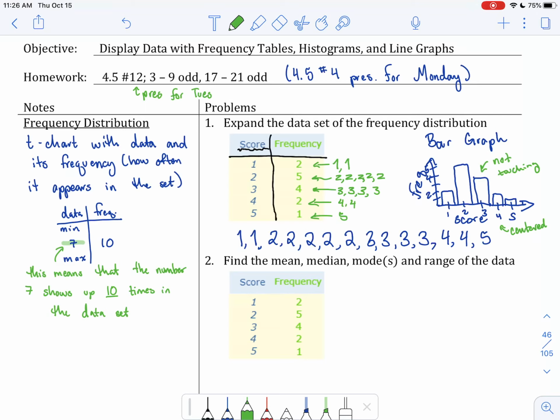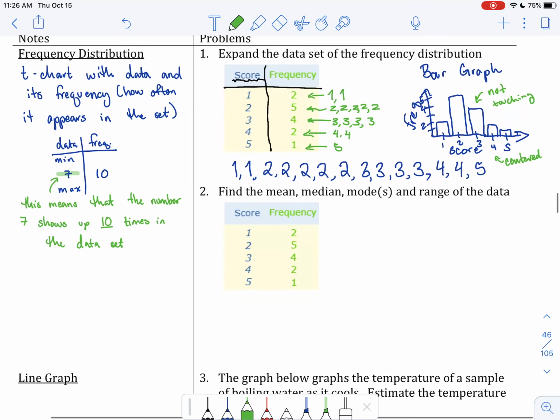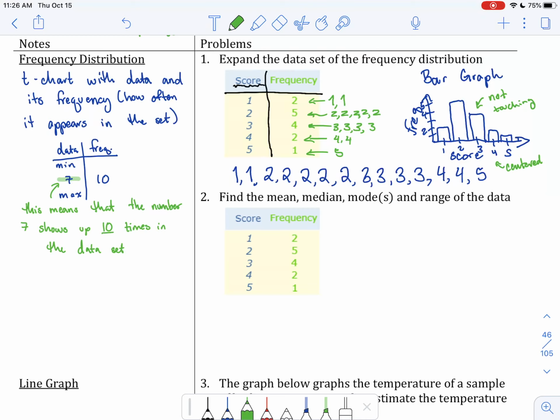Now, once we have our frequency distributions, it's important to know how to use them to find our median, mode, or modes if there's more than one, and range of data. Now, there's two ways you can do this. One is, just like we have here, you can expand it all out and, just like we did last week, do your math like that. But I'll show you a couple neat tricks.